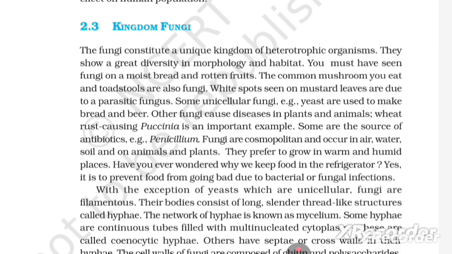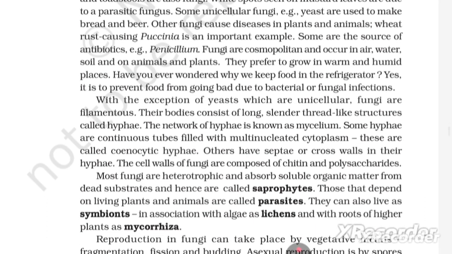With the exception of yeast, which are unicellular, fungi are filamentous. Their body consists of long, slender, thread-like structures called hyphae. The network of hyphae is known as mycelium. Some hyphae are continuous tubes filled with multinucleated cytoplasm. These are called coenocytic hyphae. Others have septa or cross walls in their hyphae. The cell walls of fungi are composed of chitin and polysaccharides.